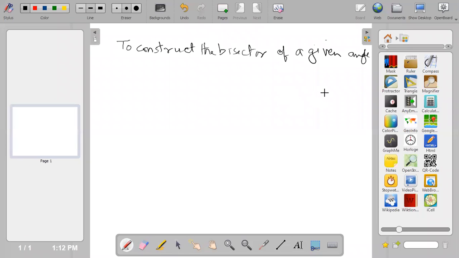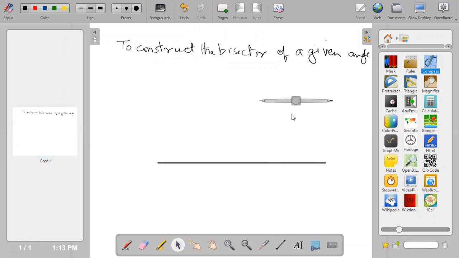To construct a bisector of a given angle. Okay, so we need to draw a line. After that we can draw any angle.